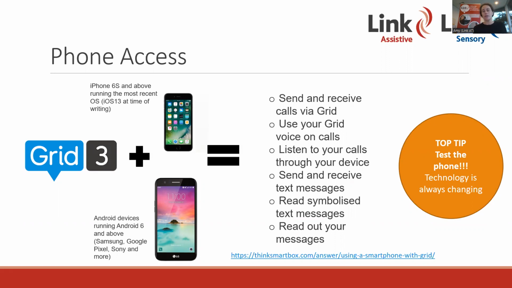So if we combine Grid 3 with a mobile phone, we can send and receive calls, we can use our voice on calls, we can listen, we can send and receive text messages, and we can read aloud messages. So Grid 3 allows us to use Android and iPhone and allows us to use quite a few different features. So again, it's important to think about what's important for the user and how they use their phone.